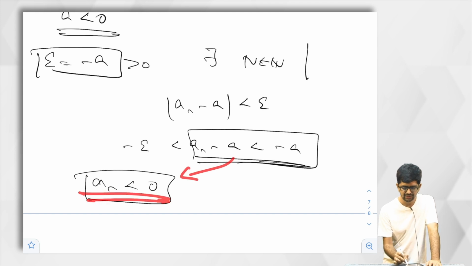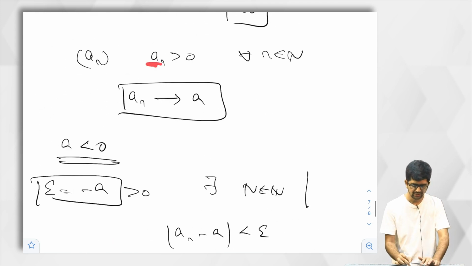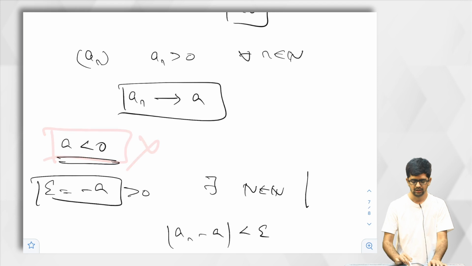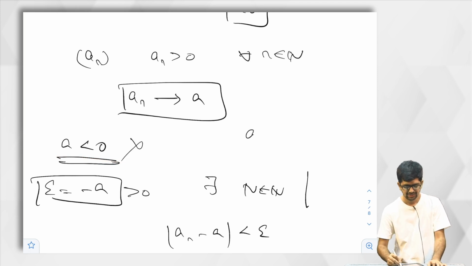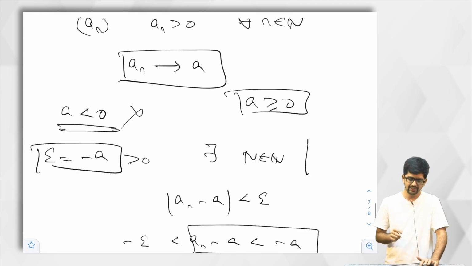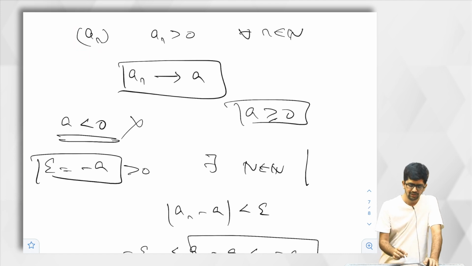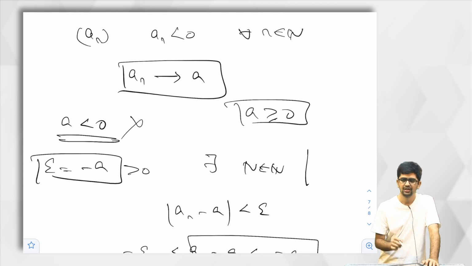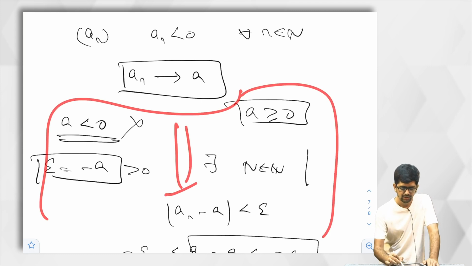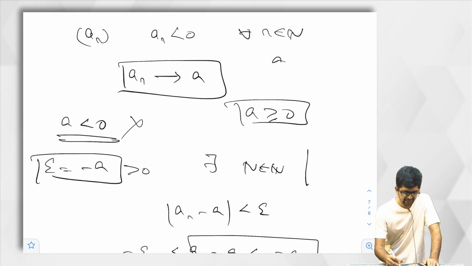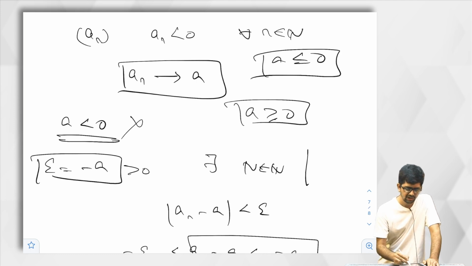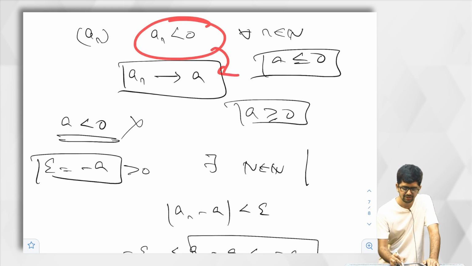This implies a n is negative, but we assumed that a n is positive for every n belongs to N. So this assumption is wrong. If this is wrong, what is correct? The correct thing is A should be greater than or equal to 0. Again, suppose we assume that a n is a sequence such that a n is negative for every n belongs to N and a n converges to A, then the same idea implies that the corresponding limit A is less than or equal to 0. So the sign of the limit is fixed in this way.